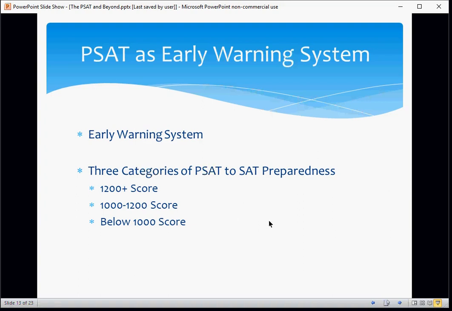Okay, now, moving on to talking about the PSAT and early warning system. Like I said earlier, it's basically designed to give you information about how your student would do on the actual SAT. Now, looking at these numbers, we break them into three categories for the students that we work with. If your student has a 1200 or higher score on the PSAT, that's a pretty good score, and those are students that may potentially be able to get into the national range if they work on it. A score of 1,000 to 1,200 is sort of the medium range of the students that we work with, and then there's a range of students that are below 1,000.